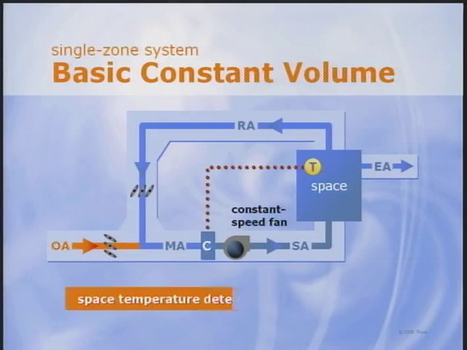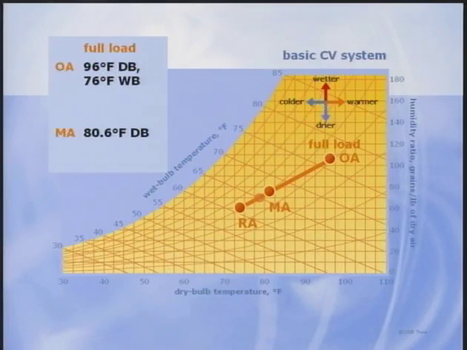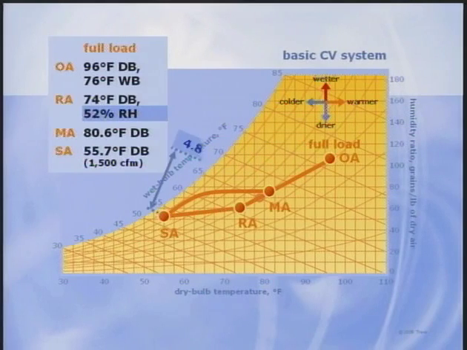As load changes, the zone thermostat modulates cooling capacity to maintain dry bulb temperature at set point. On the psych chart, outdoor air mixes with return air, and this mixture passes through the coil to be cooled and dehumidified. Then this cold, dry air is delivered to the zone where it offsets sensible heat and absorbs moisture.